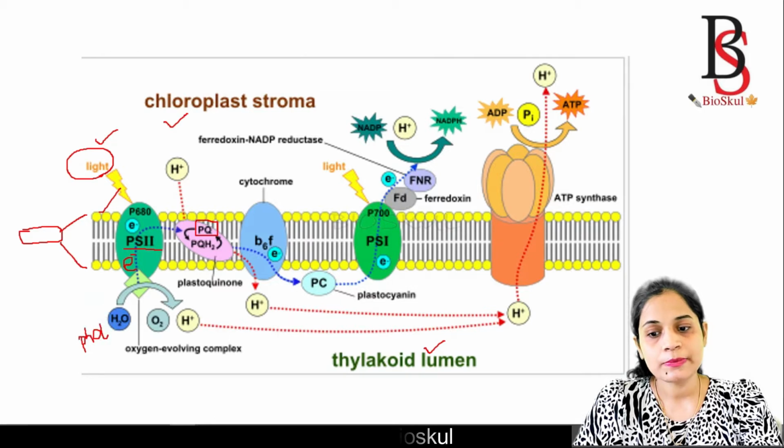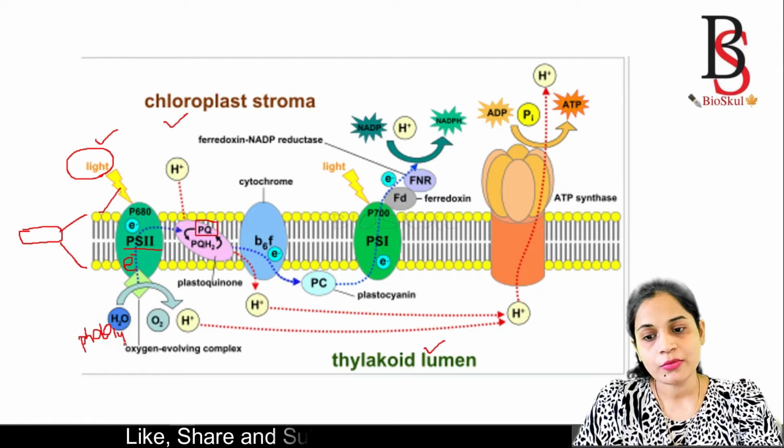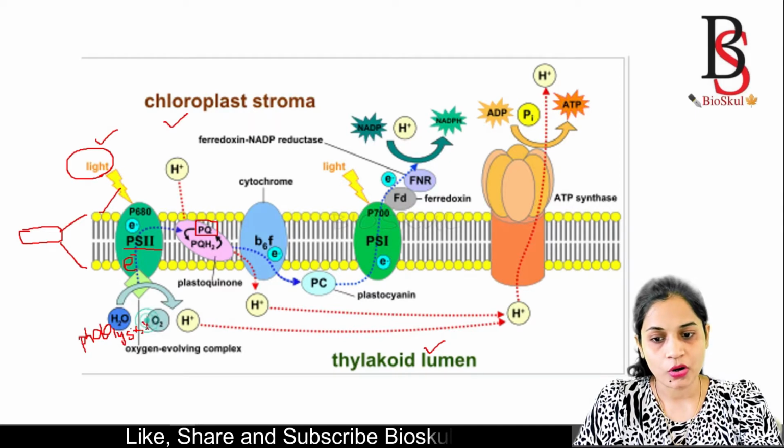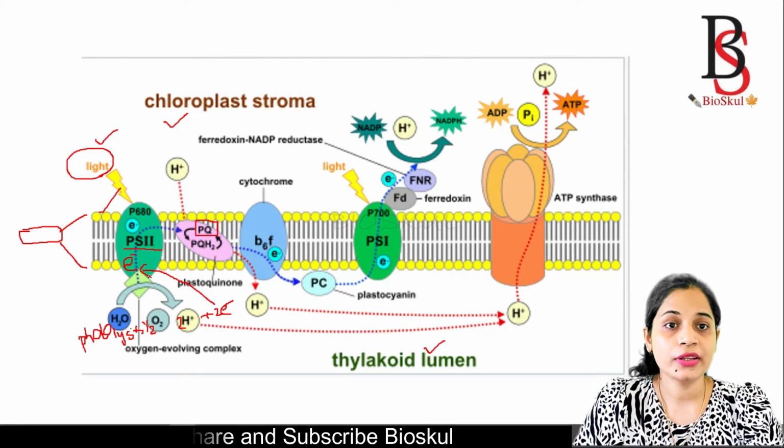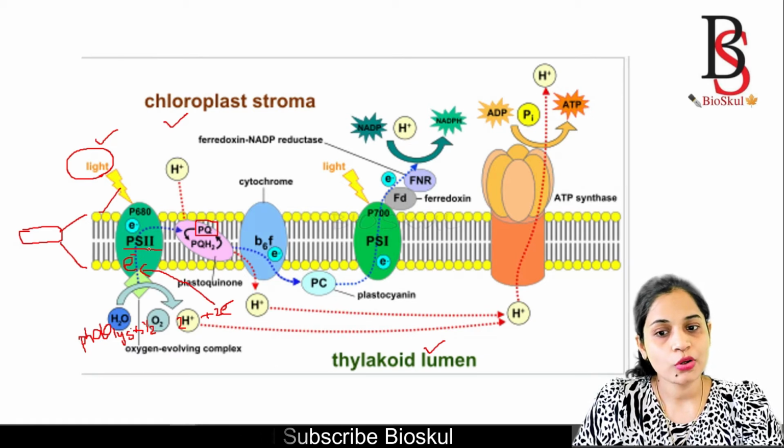Photolysis means the splitting of a water molecule in the presence of light. So when the water molecule is photolyzed, what will it form? It will form half a molecule of oxygen, hydrogen ions, plus the electron, and this electron will fill the lost electron from photosystem 2.